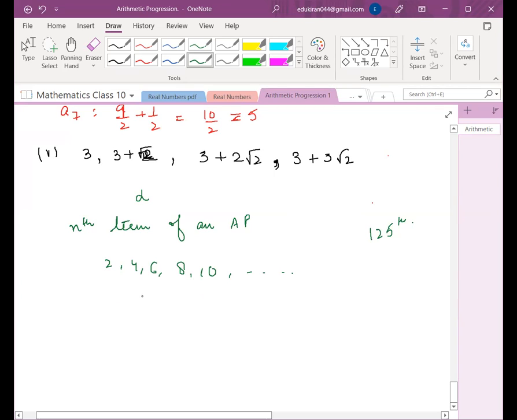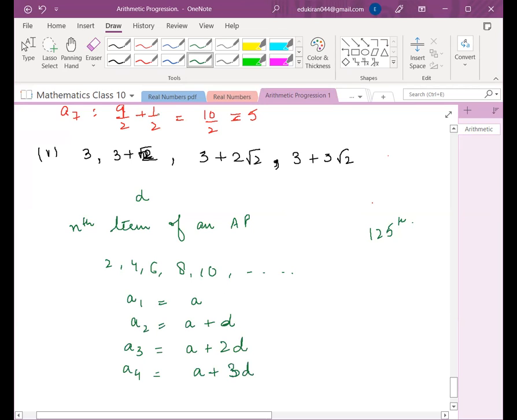So basically, if we come to the general form of an AP, what is my first term? It is A. What is my second term? This is A plus D. Clear? My third term of an AP is A plus 2D. Again, one D will be added. Similarly, my fourth term will be A plus one more D added, A plus 3D.